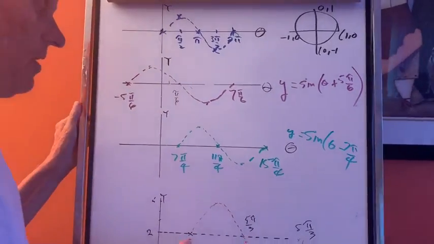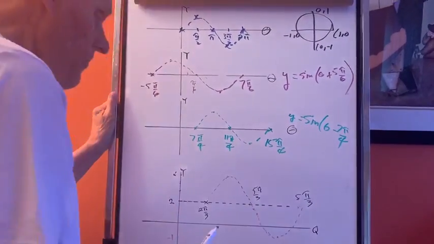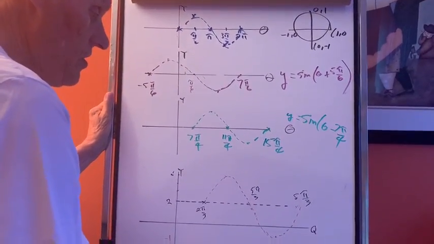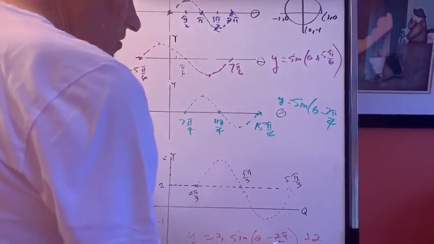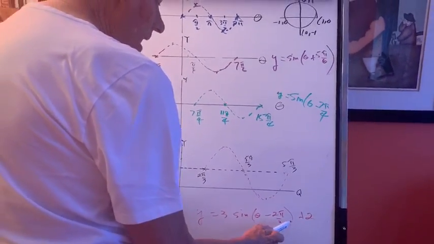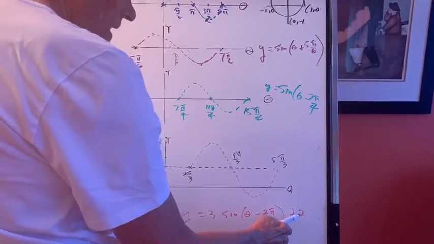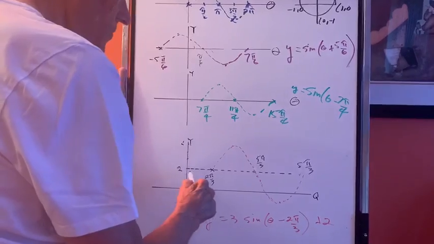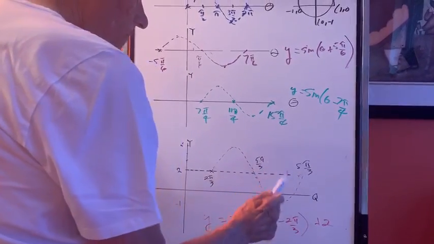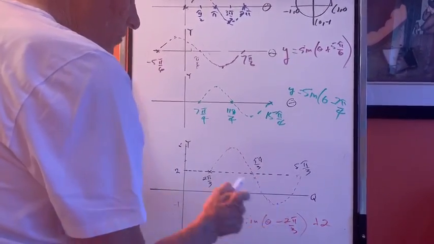Now the next one at the bottom is a little more interesting. We're going to talk about amplitude, which is 3. It's going to be shifted 2 pi by 3 over, and we're going to move it up 2 units. The first thing I'm going to do is move it up 2 units, draw my dotted line. Now that tells me I'm going to start at 2 pi by 3.